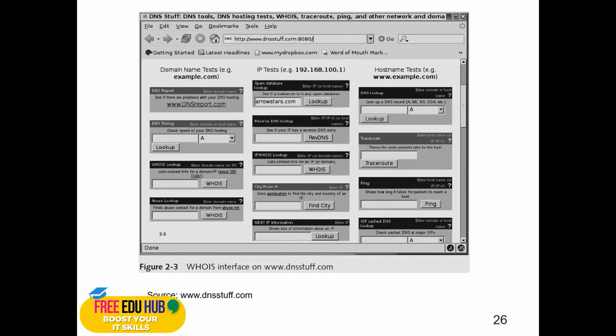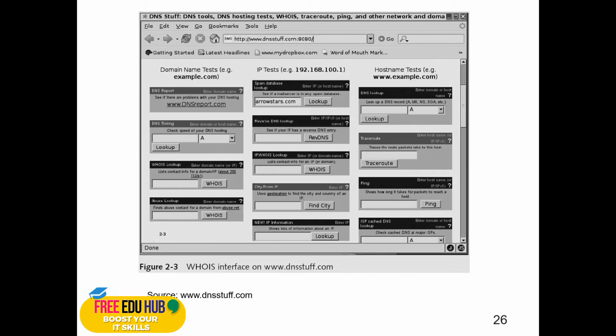Now, that's a DNS Stuff, an old website which used to be there. There are a number of other websites with the help of which you can find the DNS lookup, then the city from the IP and IP to country, trace route, ping, and all those other services. So we'll be doing it using the software.